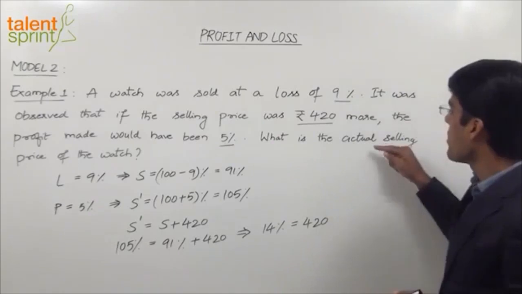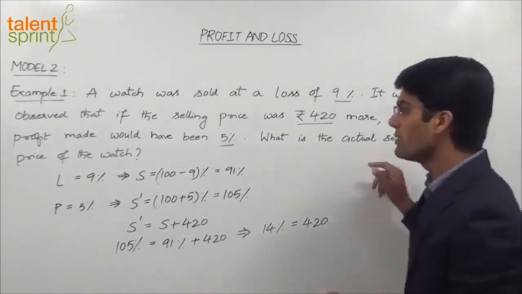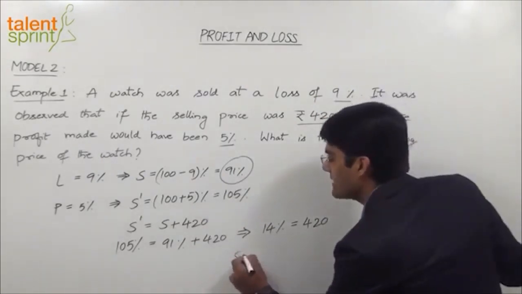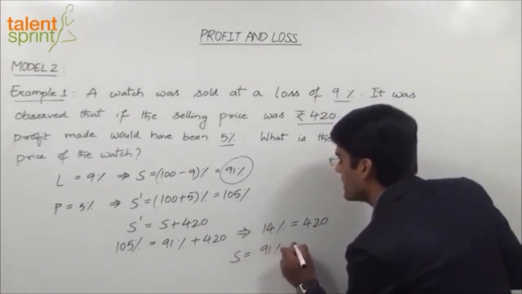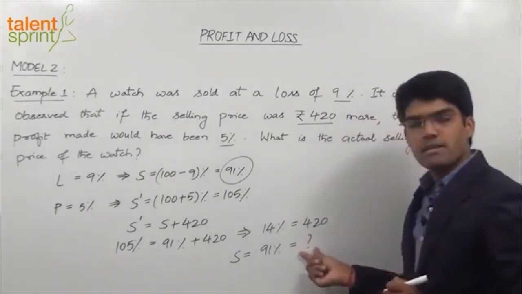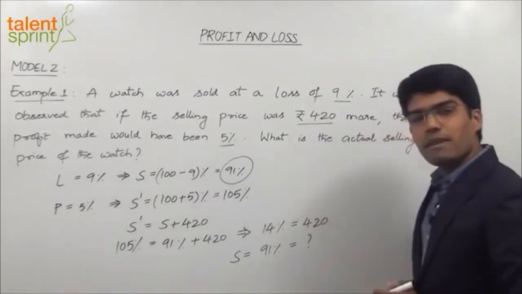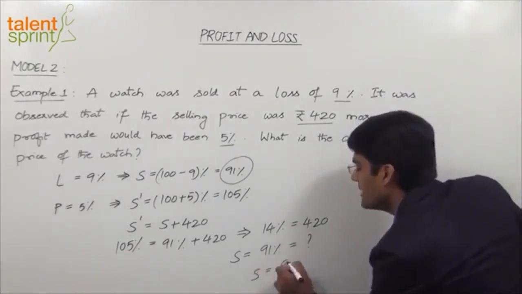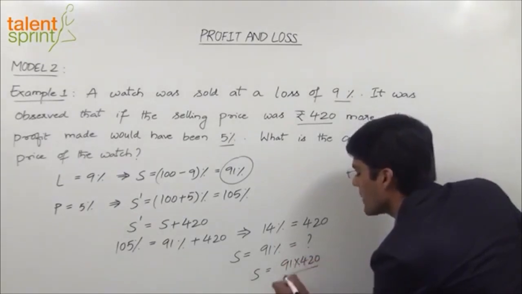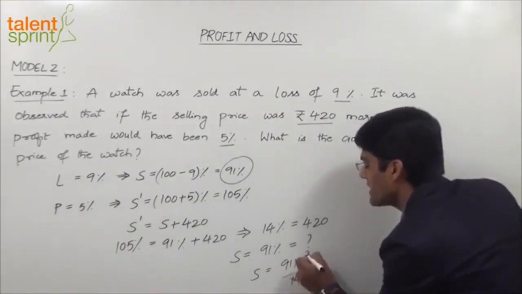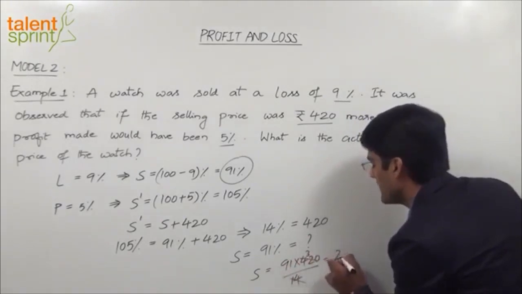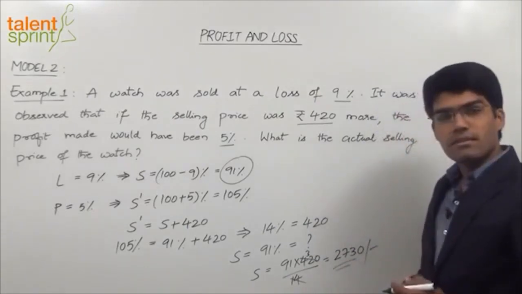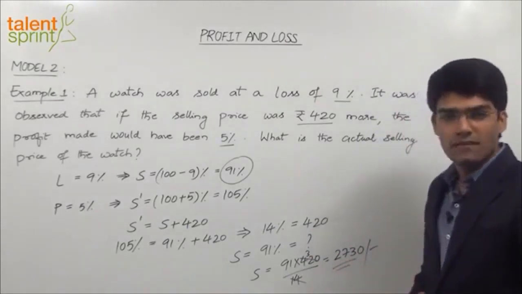And we are supposed to find out what is the actual selling price of the watch. We know that actual selling price of the watch is 91%. So we can say that S, that is actual selling price, should be equal to 91%. And we need to find out what is the value here. So by cross multiplication, we can find out the original selling price. So the original selling price S will be equal to 91 into 420 divided by 14. Now 14 goes 3 times here. So the answer will be 91 into 3. That is 273 into 10. 2,730 rupees. So the original selling price of the watch is 2,730 rupees.